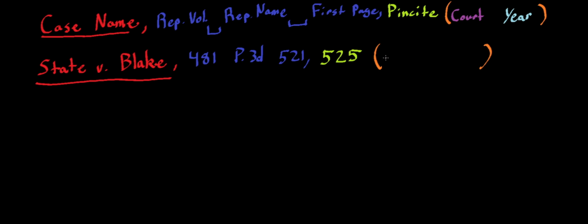This case is from the Washington Supreme Court, so when it's from a state Supreme Court, we just drop the abbreviation for the state. So the abbreviation for Washington is WASH. If this were an appellate court decision, then you would instead do WASH app. But since it's a Supreme Court decision, we don't have the app. And then we do the year. It was decided in 2021. So this is our citation to State v. Blake.